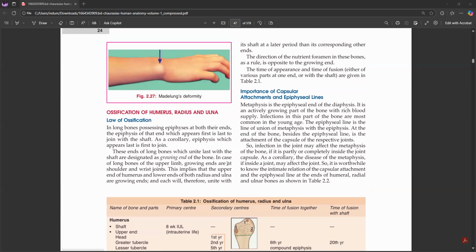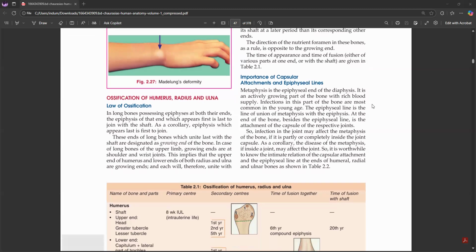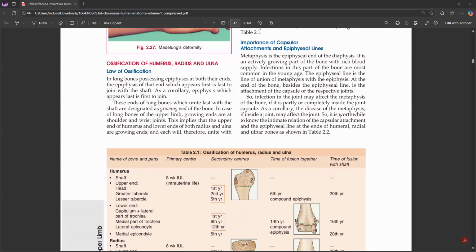In case of long bones of the upper limb, growing ends are at the shoulder and wrist joints. This implies that the upper end of the humerus and lower ends of both radius and ulna are growing ends, and each will, therefore, unite with its shaft at a later period than its corresponding other ends. The direction of the nutrient foramen in these bones, as a rule, is opposite to the growing end. The time of appearance and time of fusion, either of various parts at one end or with the shaft, are given in table 2.1. Importance of capsular attachments and epiphyseal lines.